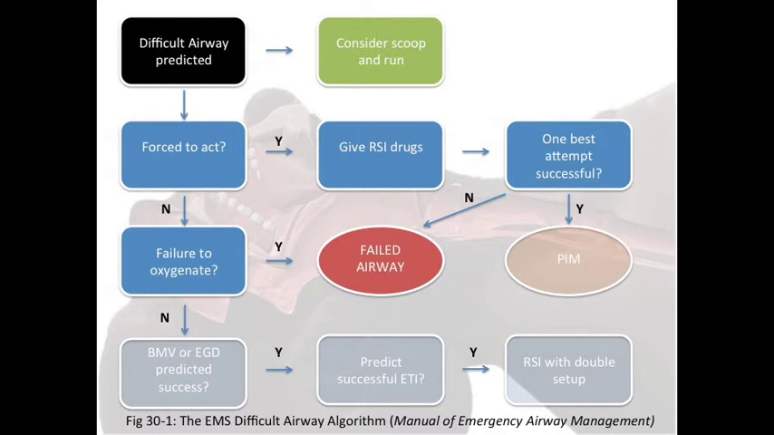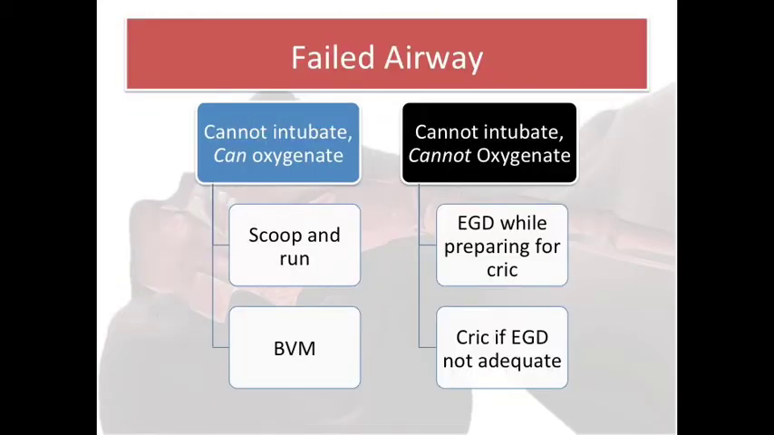If this attempt is not successful, we go into what we call the failed airway algorithm. This algorithm has 2 different categories. The first is cannot intubate but can oxygenate. These people you scoop and run and treat with bag valve mask. And the second is the cannot intubate, cannot oxygenate. These you may attempt extraglottic device placement while setting up for a crike and then move forward with cricothyroidotomy.